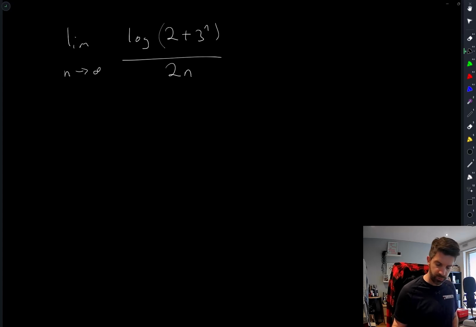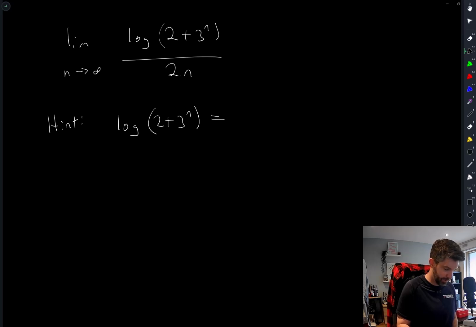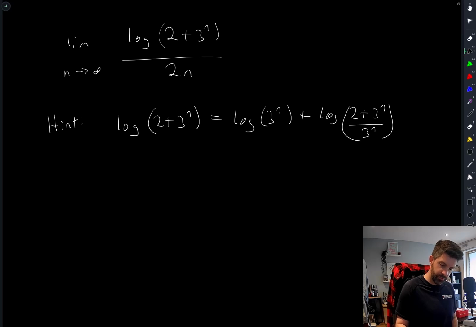I wonder if the answer is just going to be 3 over 2. But let's work it out. So the hint is that log(2 + 3^n) is equal to log(3^n) plus log((2 + 3^n)/3^n). And that's just using laws of logarithms, right? We have a logarithm of something divided by something else, so we can write that as a difference of logarithms. And log of 3^n taken as a difference would cancel that.